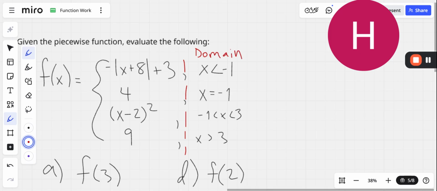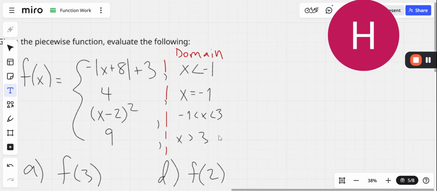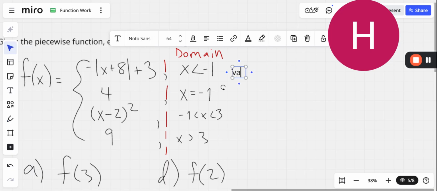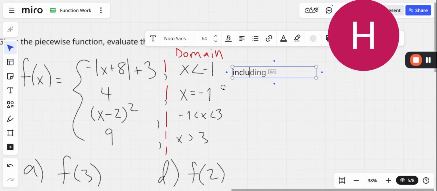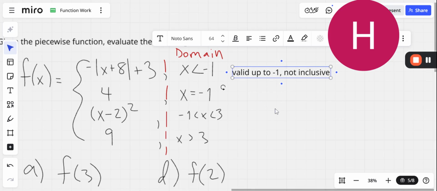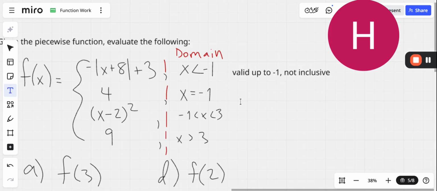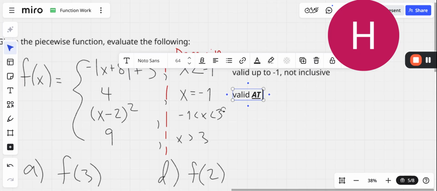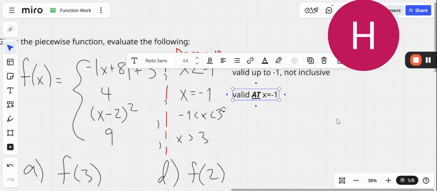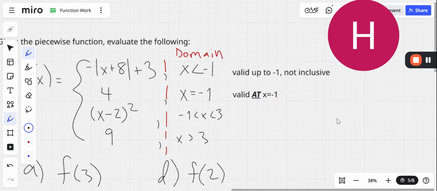These pieces are not going to extend forever. So this first piece just means it's valid up to negative 1, not including. I'll put not inclusive. The second piece of the function, it says x equals negative 1. This is only valid at x equals negative 1. So if I need to know what's the function value at x equals negative 1, I would be using this piece to determine that.